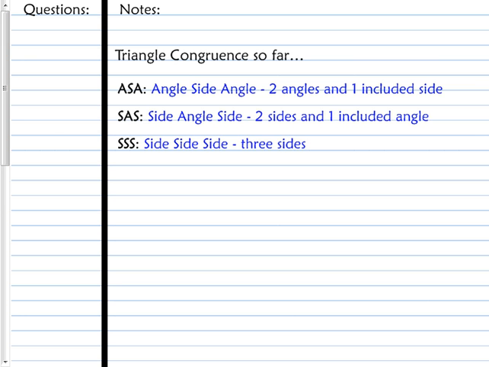On the left side, you have the questions margin. If you have any questions, write them there, or if any of these terms possibly explain any questions you have, write them there as well.